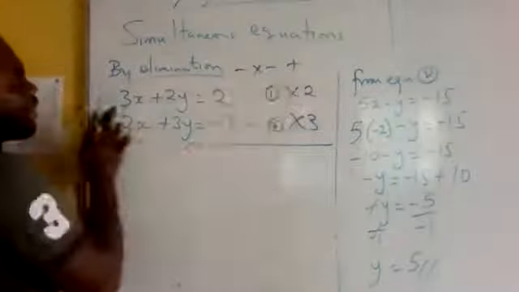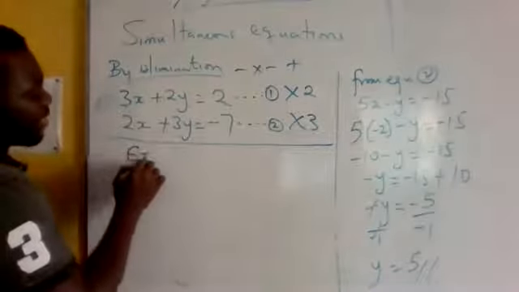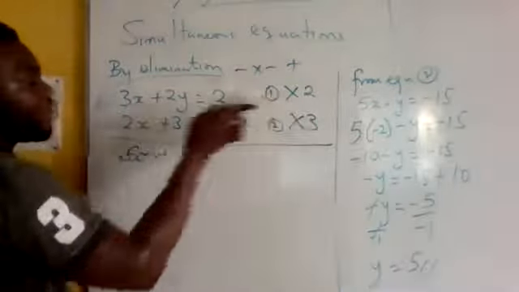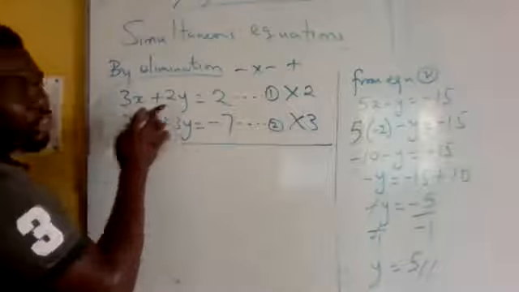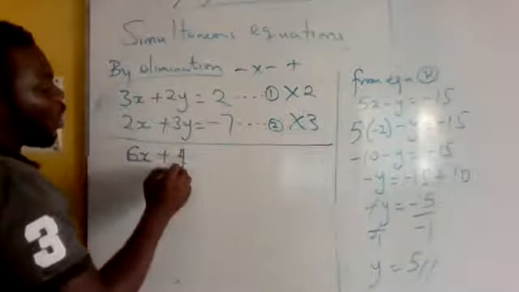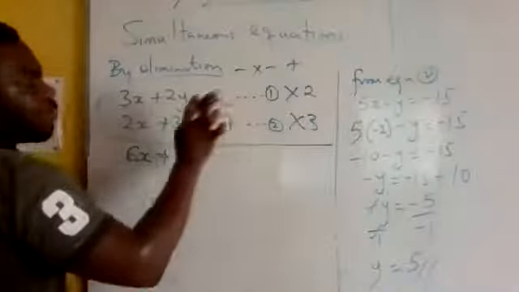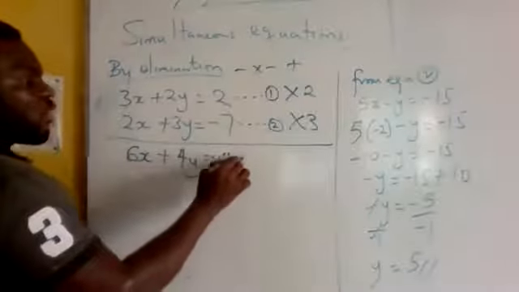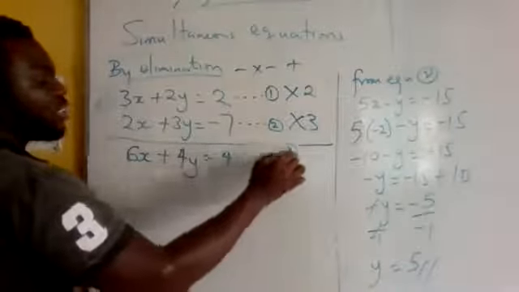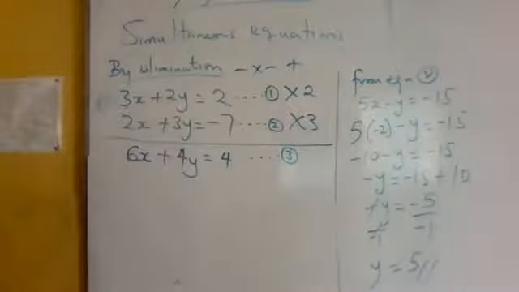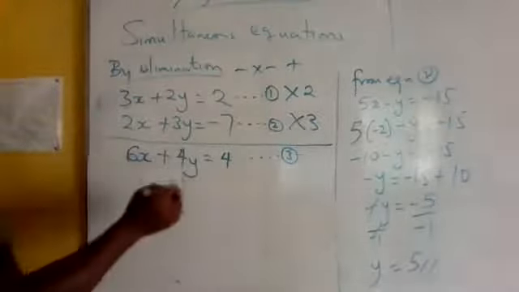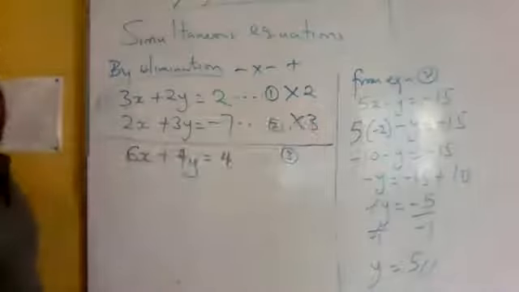So 2 times 3x is what? 6x. Plus that same 2 is what we multiply here. 2 times 2y, that is what? 4y. Is equals to 2 times 2, which is what? 4. I can decide to call this equation 3 for the sake of simplicity. Then I now come again. I go to this equation 2.